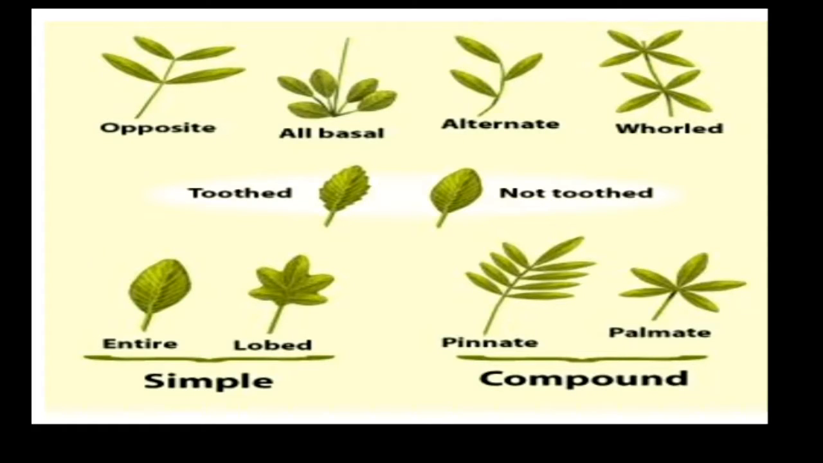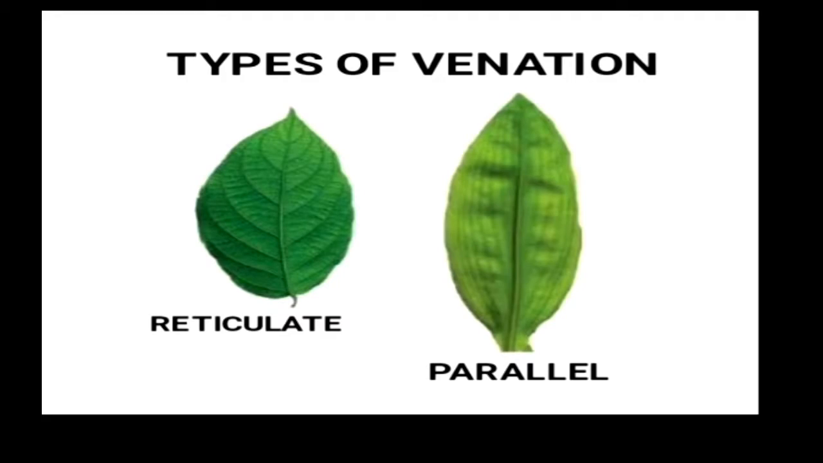We can see opposite phyllotaxy in Ixora. Alternate phyllotaxy can be seen in hibiscus. In Nerium, we can see whorled phyllotaxy. The arrangement of veins on the leaf is called venation. There are two types of venation, reticulate venation and parallel venation. Reticulate venation is seen in dicot leaves, whereas parallel venation is seen in monocots.